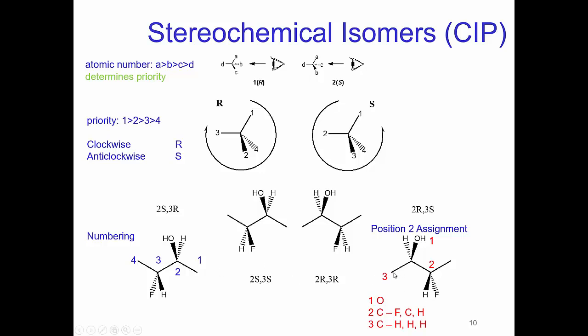So now we have the 3. We have 1, 2, 3, right? And it's clockwise, so this is R. So that confirms that our position 2 is R here.